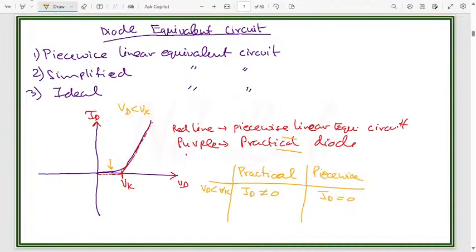And after Vk, when Vd is greater than Vk, in the practical diode, the current is increasing exponentially. E raised to the power Vd upon eta Vt minus 1, right? But in the piecewise linear equivalent circuit, we just represent this increase by a straight line.